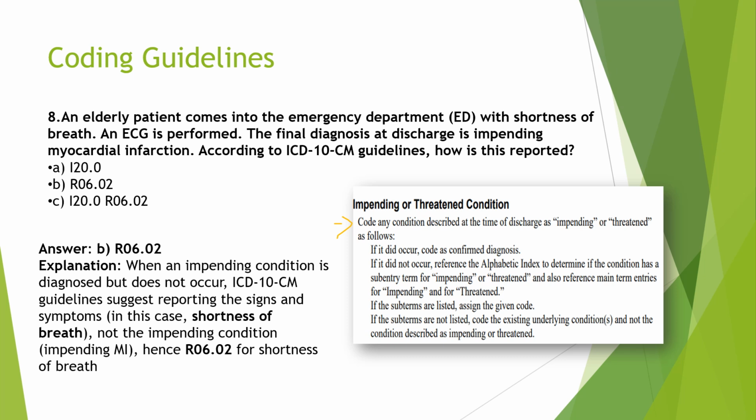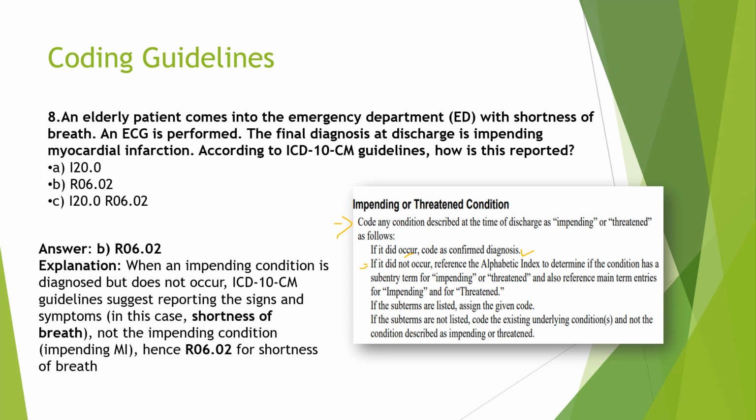Here in this case they are diagnosed. If it did occur, code as a confirmed diagnosis. If it did not occur, then refer to the alphabetic index to determine the condition under the subentry of impending. So here in this question, did the myocardial infarction occur? Myocardial infarction did not occur. They have just diagnosed. So we have to follow the second coding guideline.